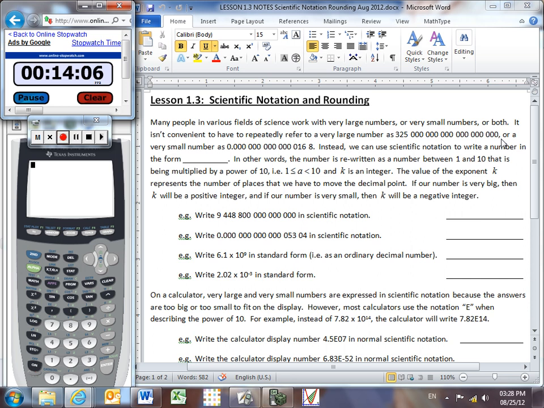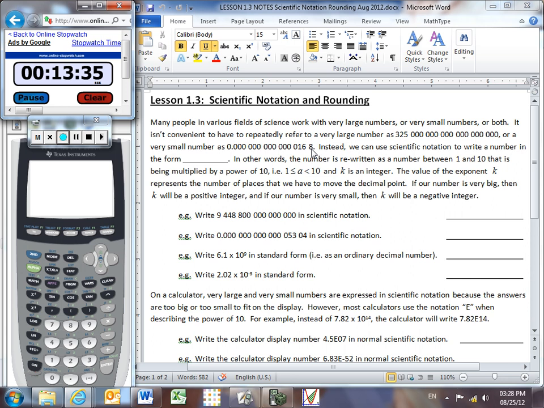Similarly, there are other people in fields of science that work with very, very small numbers. So physicists might be talking about the diameter of an atom, or biologists might be talking about the size of a cell, and it's not very convenient to continually refer to, say, the length of a light wave as being 0 point, and then we've got 13 zeros, 168. To continually refer to it as that would be very tedious.